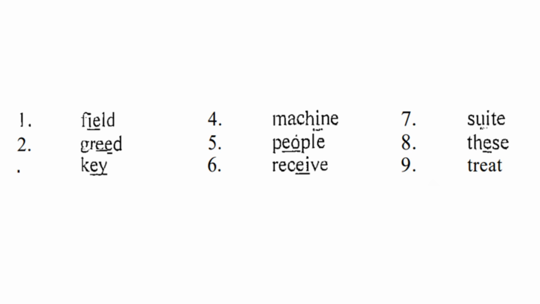So field, greed, key, machine, people, receive, sweet, these, street. Now you can see the major sound is E in all of these, whereas the alphabets on the screen are not the same, because all these E sounds are made by a very different combination of letters. For example, IE, EE, EY, I, EO, EI, UI, single E or EA.